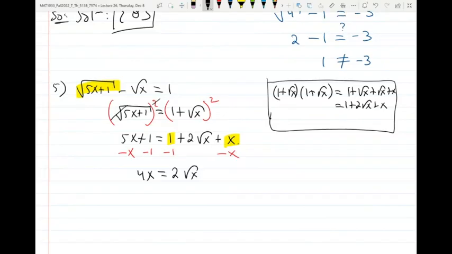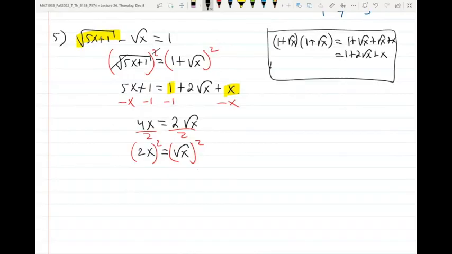Notice that here, because this is a 4 and this is a 2, I could divide both sides by 2 and lower my numbers. So whenever you can do that, it's a good idea. If instead of a 4, this would have been a 5x, I would not do that because then you have to deal with fractions. If you divide by 2, the 2 is not going to cancel and then you have to deal with the fraction. But because 4 is even, it's nice, so I'm going to divide by 2 also. So I get 2x equals square root of x. And now that the radical is alone, I'm going to square both sides one more time.